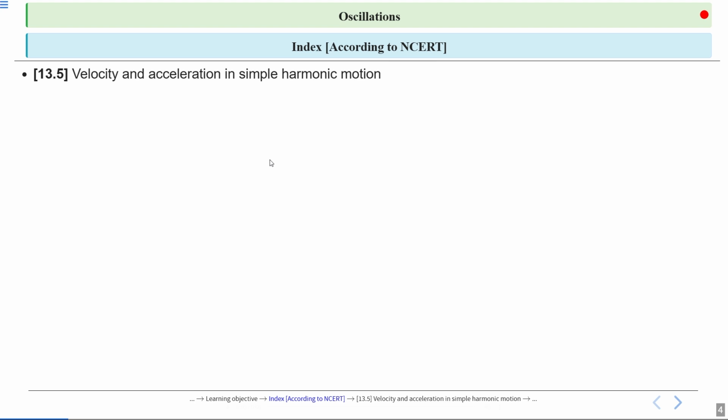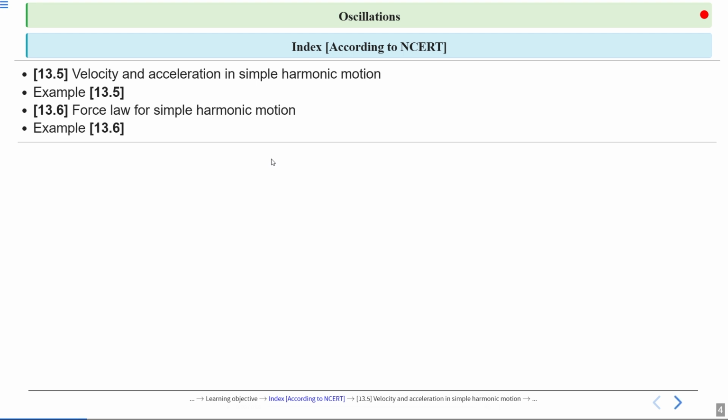This is our index according to NCERT. So in today's lecture we will cover first 13.5 velocity and acceleration in simple harmonic motion. After that we will solve an example 13.6, and then 13.6 force law for simple harmonic motion, and last example 13.6.